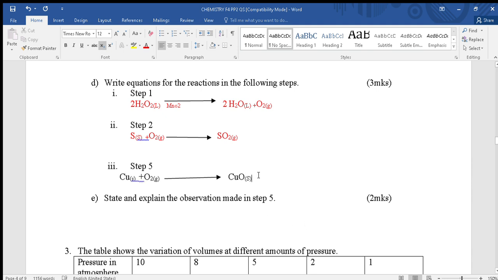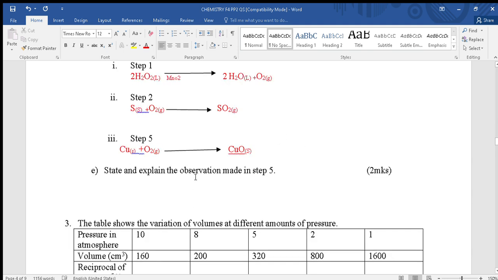Okay. So this is our equation also for this particular reaction. You can see that it has been well written and it is also well balanced. So when copper reacts with oxygen, you form copper 2 oxide. That is important.